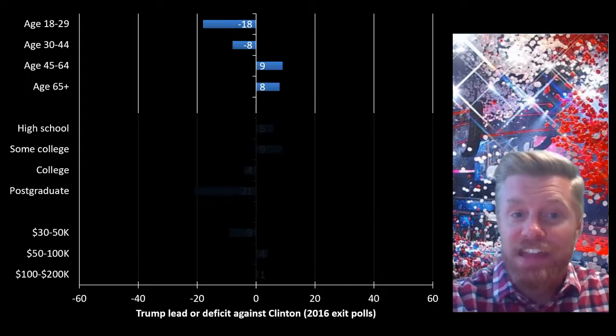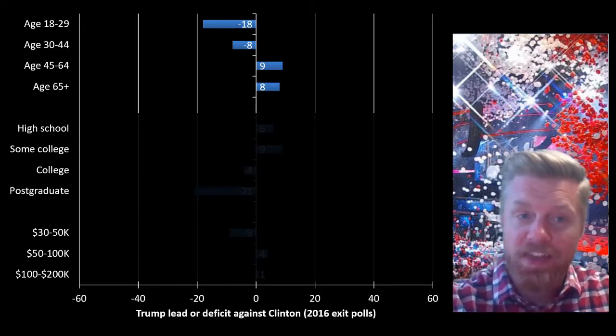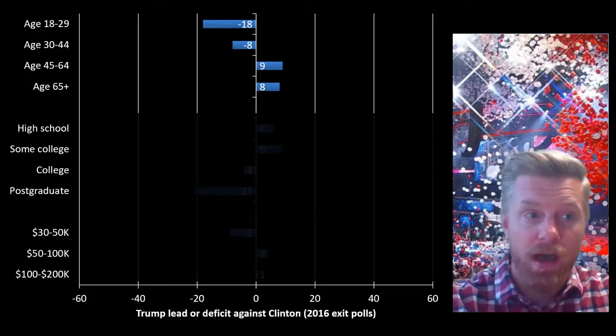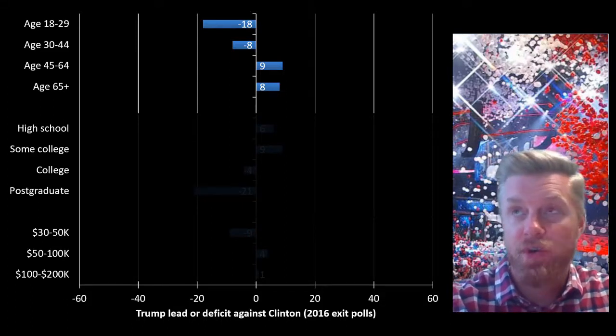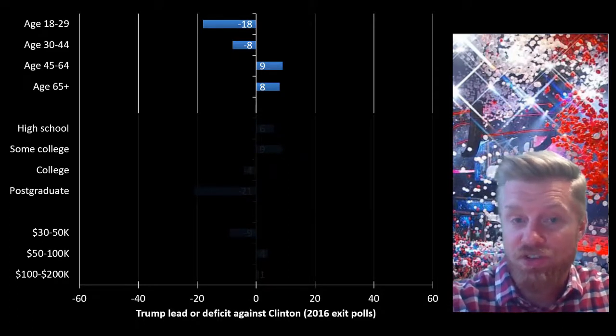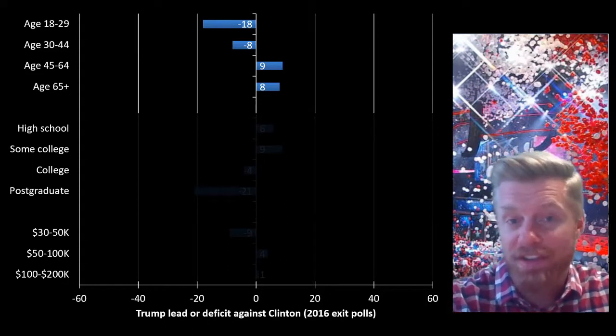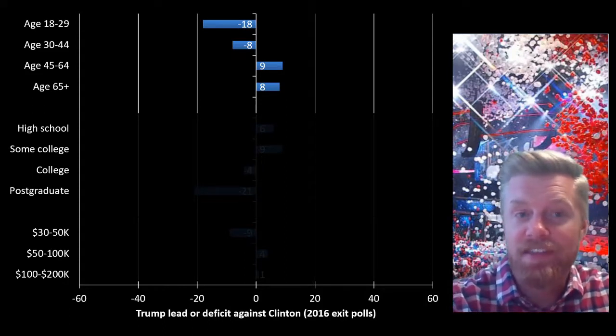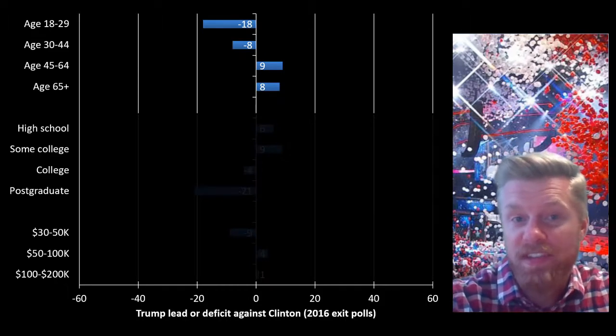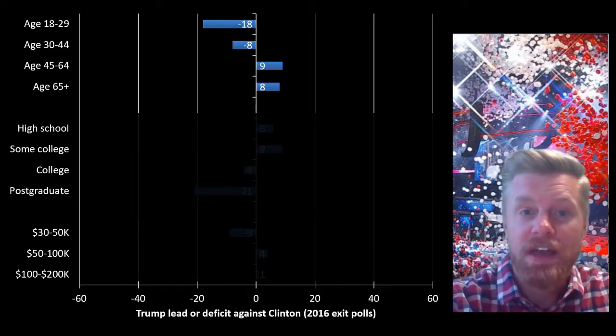What do we find? Age. The older you get, the more Republican. By a little bit, the effect is strongest among young voters. So that minus 18, if you look at the bottom of the chart where it says Trump lead or deficit against Clinton, if there was a demographic that voted 60% for Clinton and 40% for Trump, that would be a 20-point deficit for Trump, minus 20 for Trump. So this minus 18 means that these younger voters went almost 60-40 for Clinton rather than Trump.